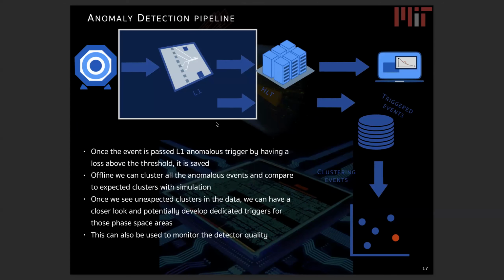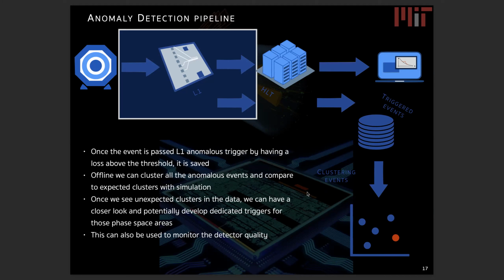And the whole pipeline will look the following way. You have your detector, and 40 megahertz of data will go through your anomaly detection algorithm. So your anomaly detection algorithm will see all the data produced. If the loss, the distance between the input and output, is high enough, it will be triggered as anomalous and saved for later processing. Later on, offline, you can perform some studies like data analysis with this. For example, you could do clustering, and if you find some unexpected cluster, you can investigate it further, and perhaps you will discover new physics and new particles, hopefully.